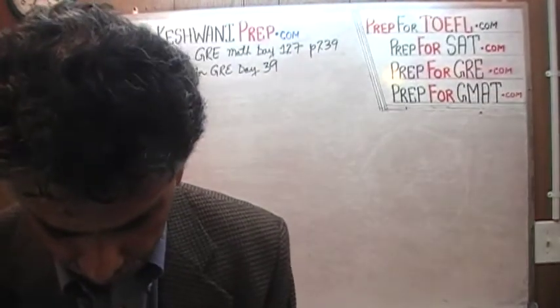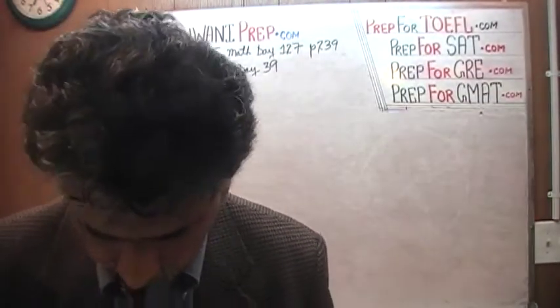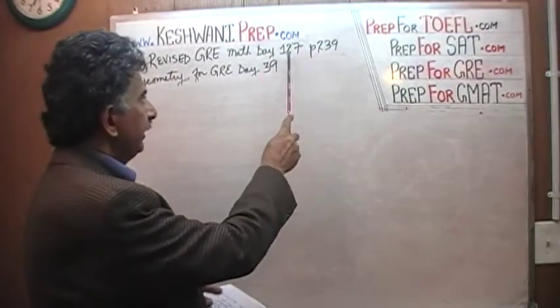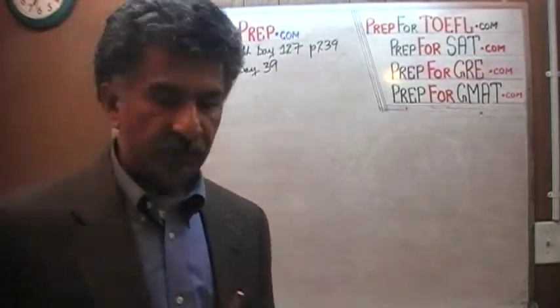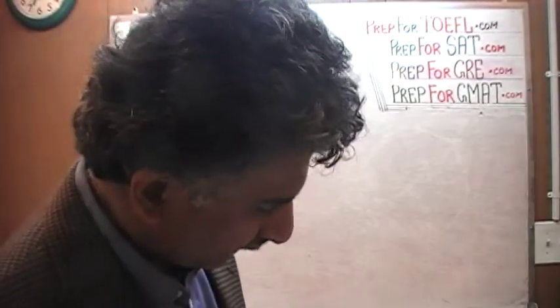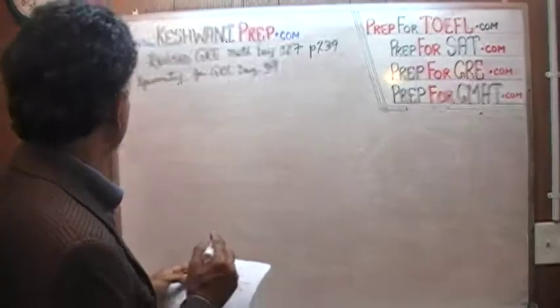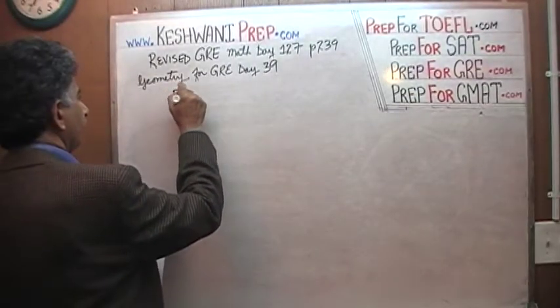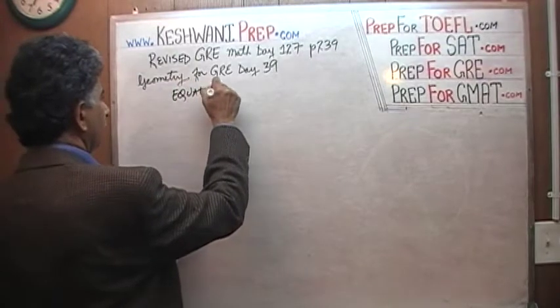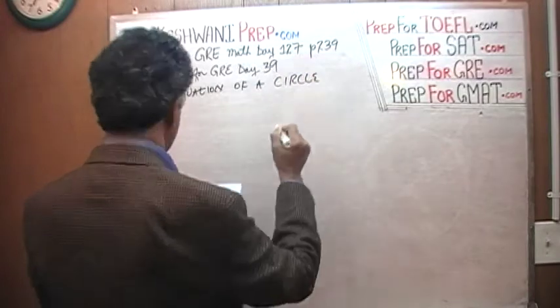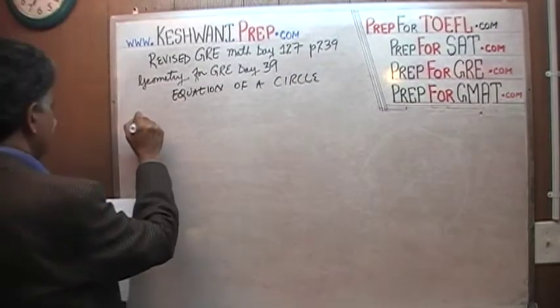The problem that we are about to solve is the one that you will find on page number 239, and today is our lesson number 127. We are dealing with the notion of circles. What we learned yesterday, the equation of a circle. That's what we're dealing with, just what we learned yesterday.